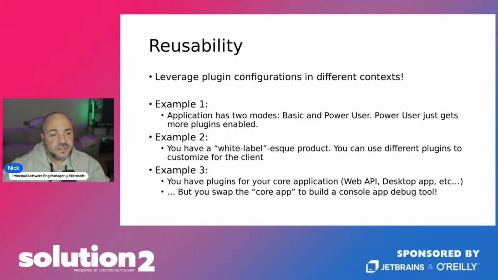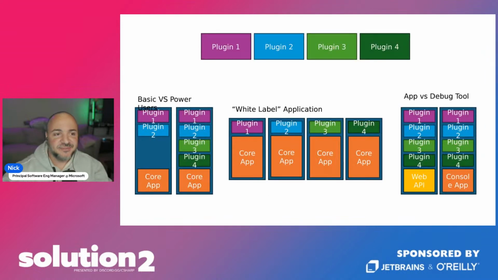And this third example, I said you have plugins for your core application. And again, it doesn't matter if it's a web app, desktop app, whatever it happens to be. But you could, and I'll talk about a specific example of this, swap, not the plugins this time, but the core application and keep the same plugins. I'll talk about that in just a moment because I think it's an interesting use case. It kind of flips things on its head.